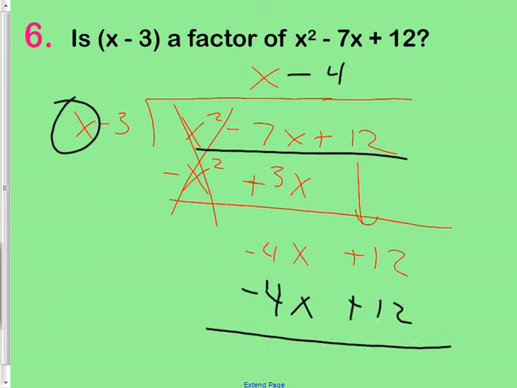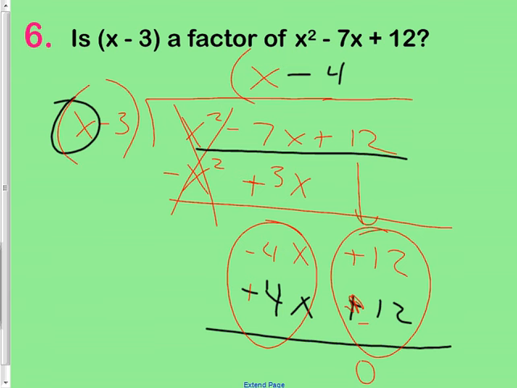And now I change my signs. Don't forget that. Plus and a minus. Notice that makes this and this opposites of each other, so they cancel. This and this are opposites, so they cancel. I have nothing left. I have figured it out. It's x minus 3 times x minus 4. Does that make sense? All right.